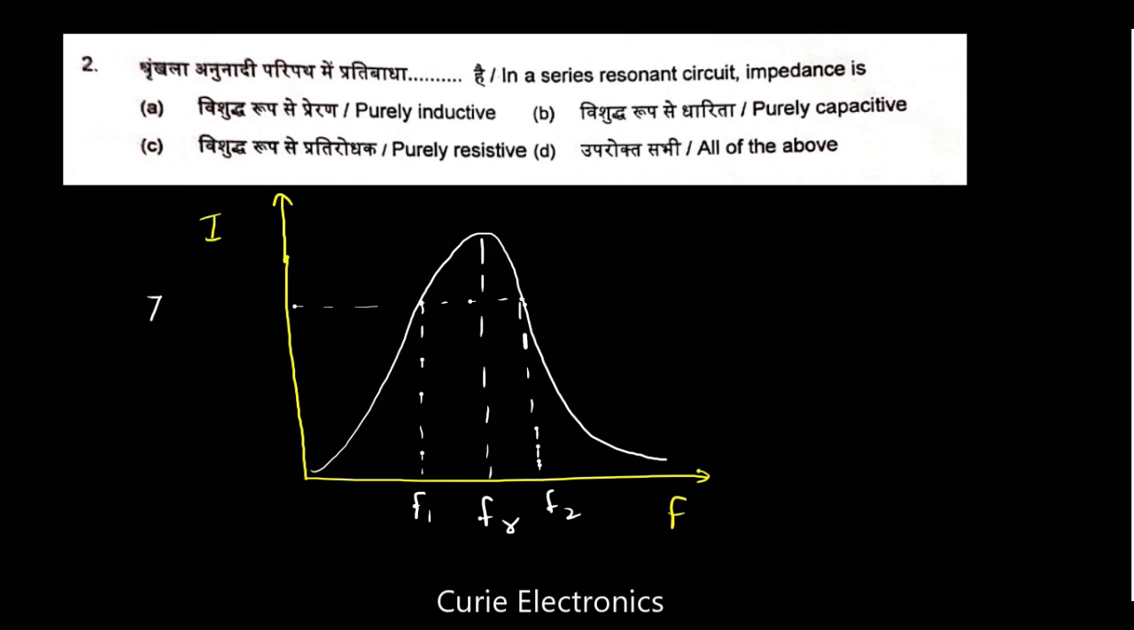This maximum current, let it be I0. That is 0.707 I0. That is the F1 and F2 points. Now here one more thing I'll tell you. On the right side of this resonance frequency, XL is more, and on the left side of the resonance frequency, XC is more.